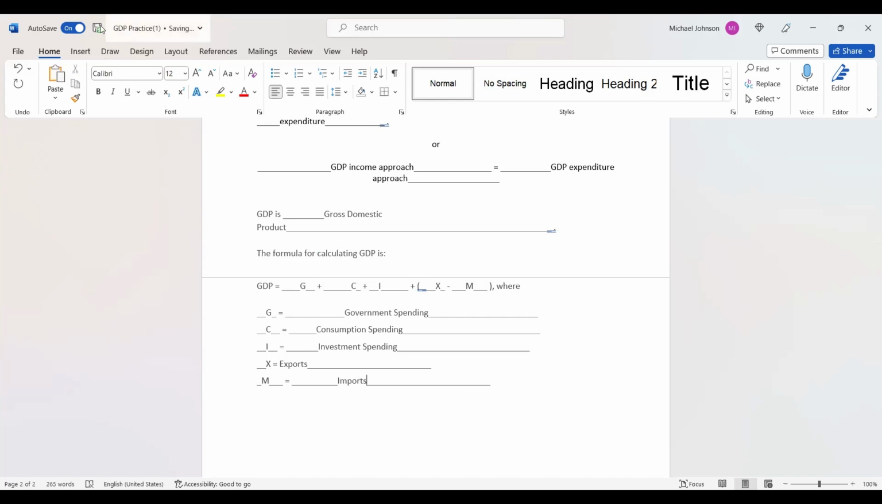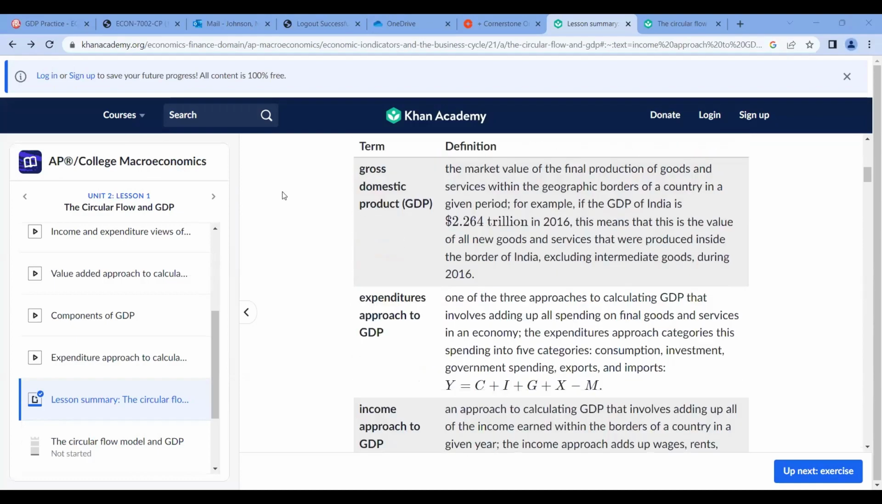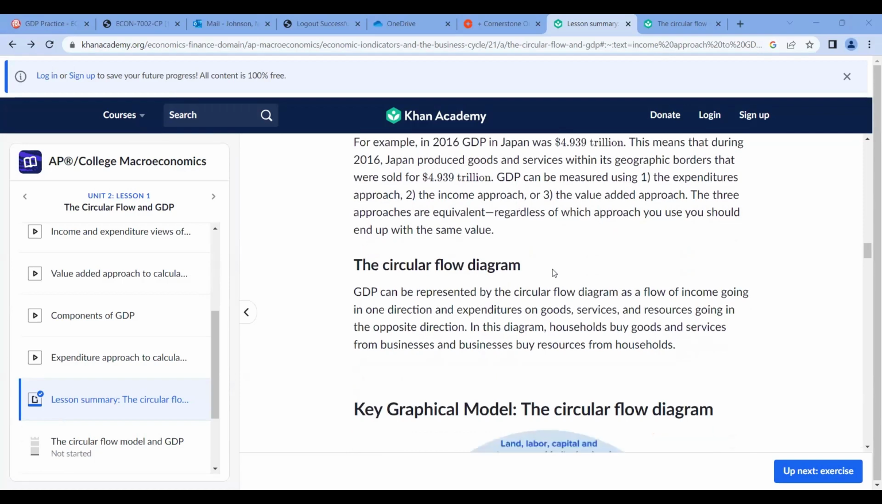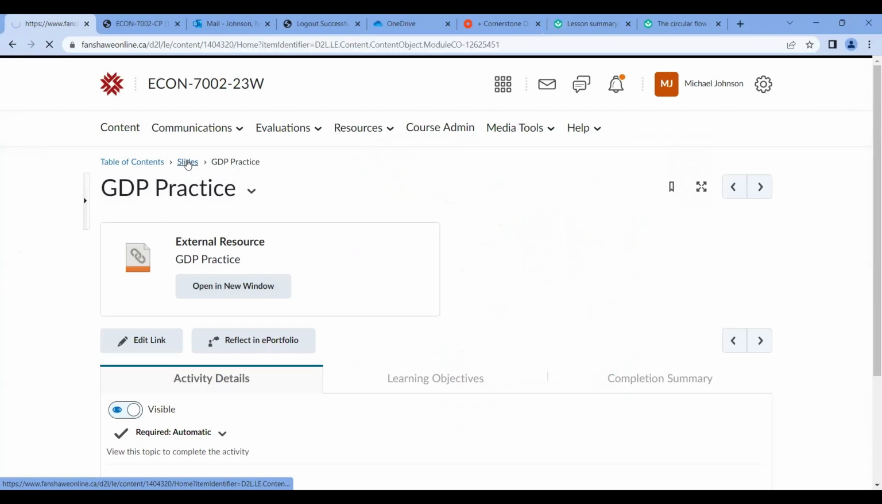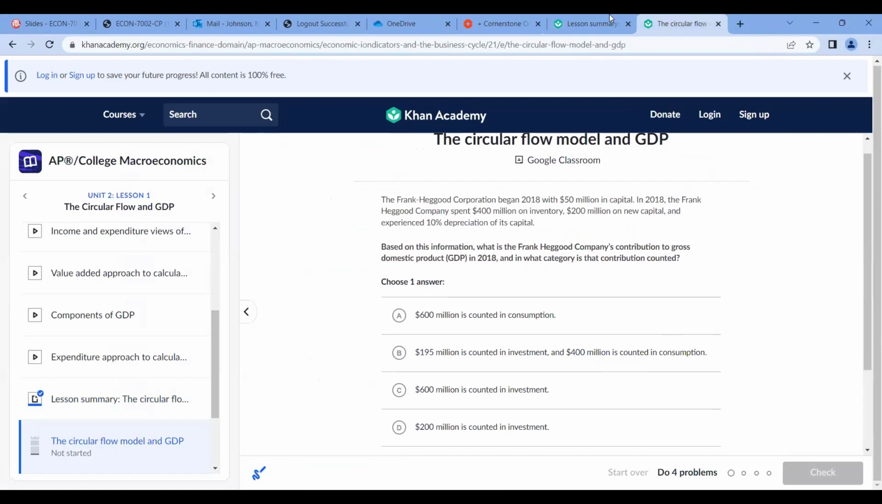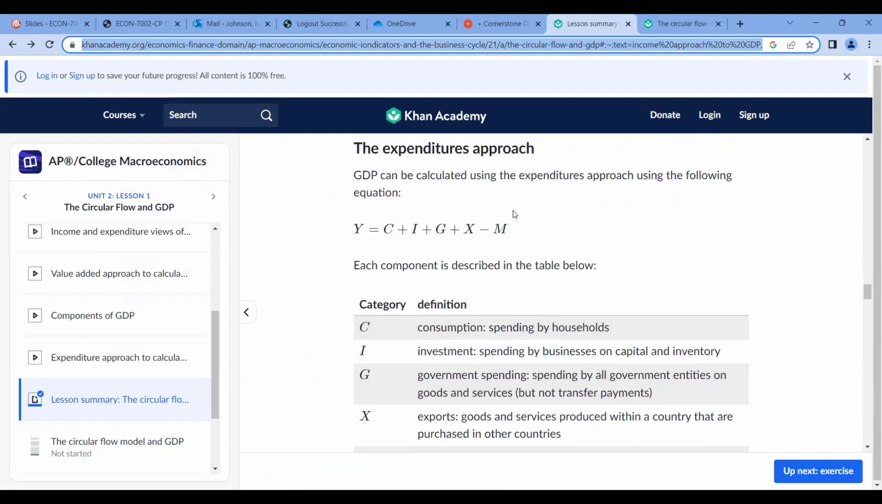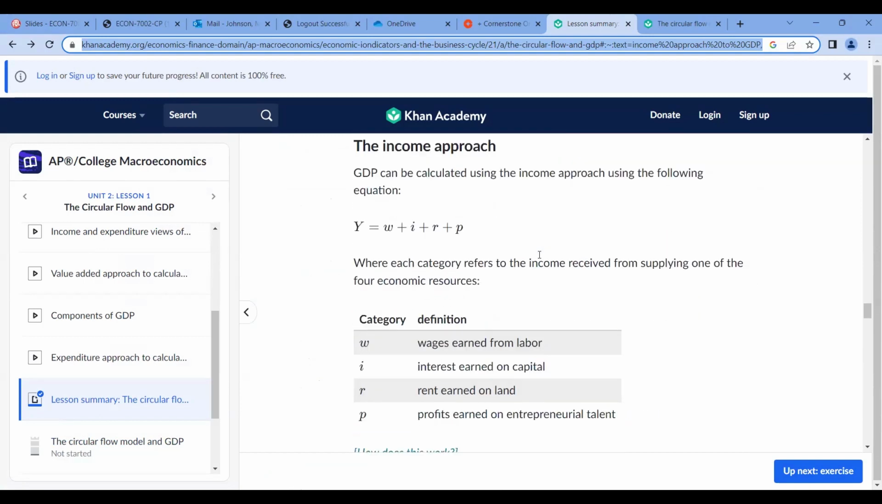Great job, everyone, on that sheet. I posted this link into the course slides on Brightspace, under slides, at the bottom of the slides. The expenditure approach we went through is Y equals C plus I plus G plus X minus M: consumption, investment, government spending, exports, imports.